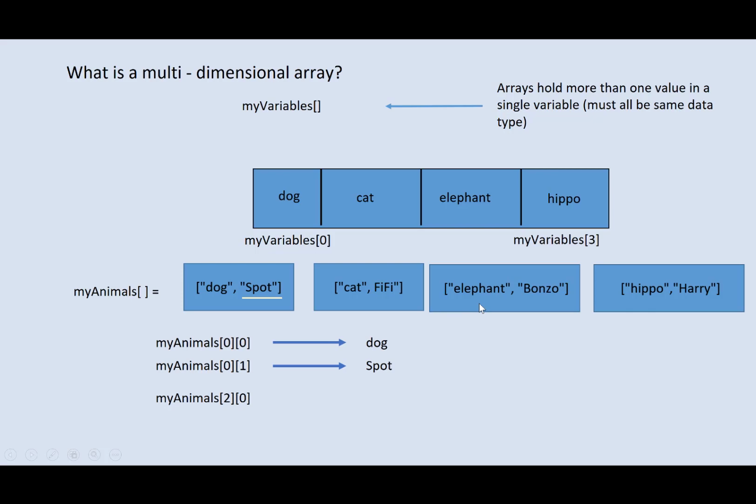Elephant, this element is position 2, right? 0, 1, 2, and at position 2, we find another array or list. That array or list also has positions 0 and 1. So my animals 2 of 0: the first bracket refers to the big group of elements. Once we find the big group, what are the positions inside the big group? Well, elephant is 0. So my animals 2 of 0 is elephant. My animals 3 of 1 would be Harry, because 0, 1, 2, 3, and then 0, 1.